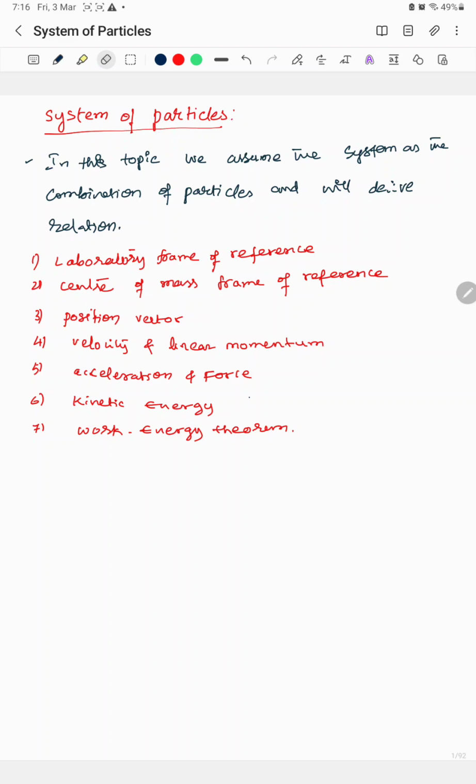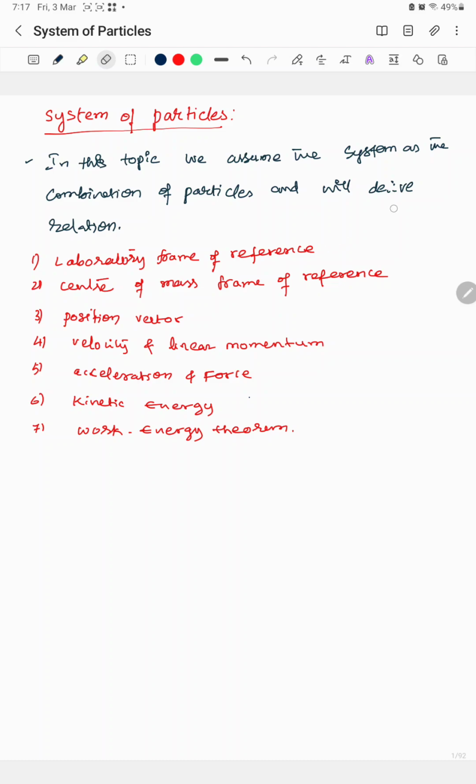System of particles. In this topic, we assume the system as the combination of n number of particles and we derive the relation among these quantities. And again, I am not going to introduce any basic concepts and I am not going to develop the idea from basics onwards. So to understand this topic, you should have some minimum knowledge about these terms.